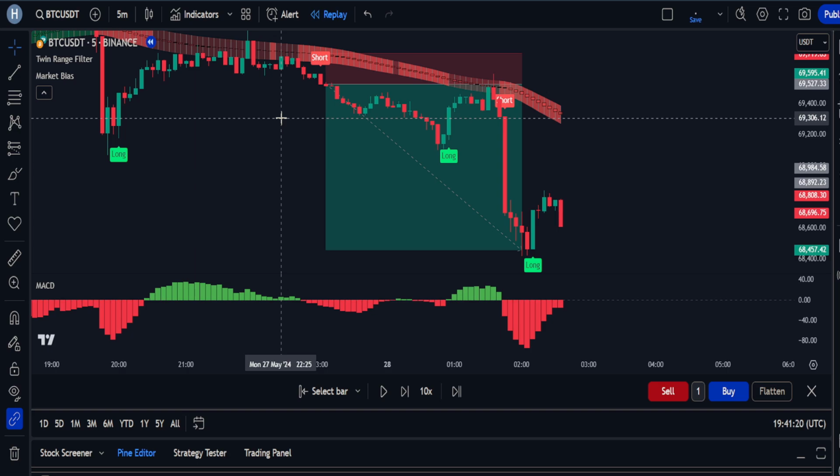frame. Please make sure to do your own backtesting to see how it performs on other time frames and tailor it to your preferences.